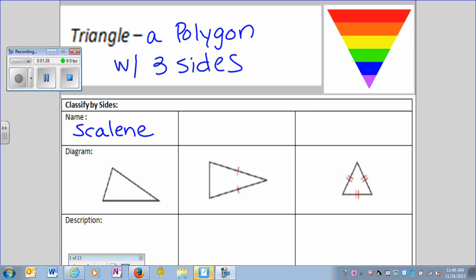The first one is the only one that you guys did not name already, and that is a scalene triangle. Scalene. And a scalene triangle is a triangle with no congruent sides.